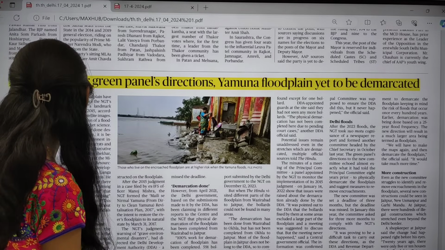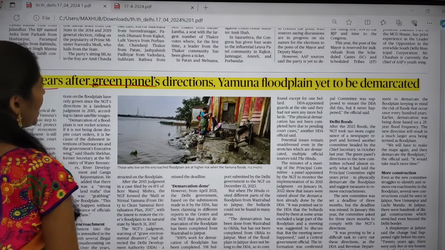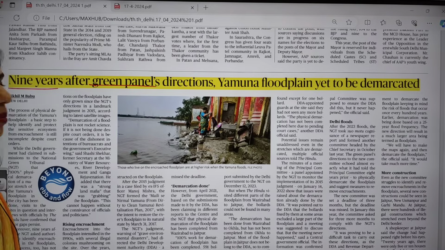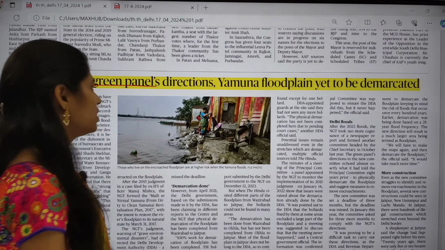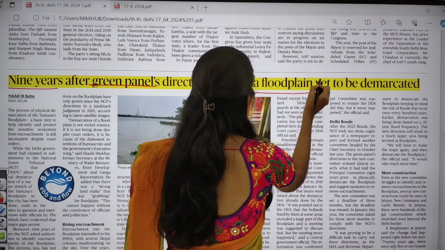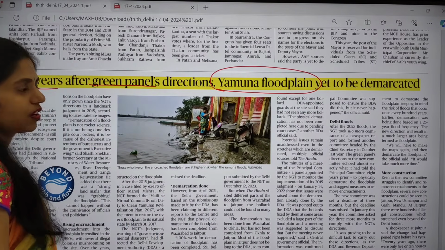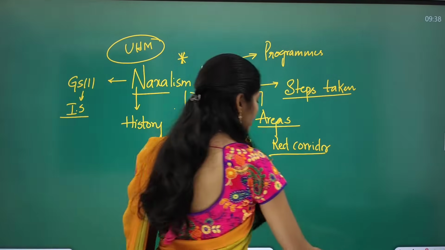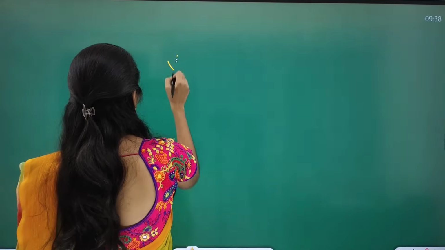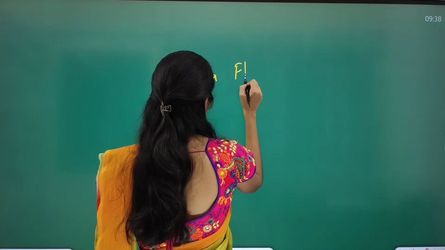Yes, now let us see the next very important topic, that is: 9 years after Green Tribunal's direction, Yamuna floodplain yet to be demarcated. So here the keyword is Yamuna floodplain. Here we have to see what are the issues faced by this floodplain. Okay, so now let us see this article. This article is talking about the Yamuna floodplain.